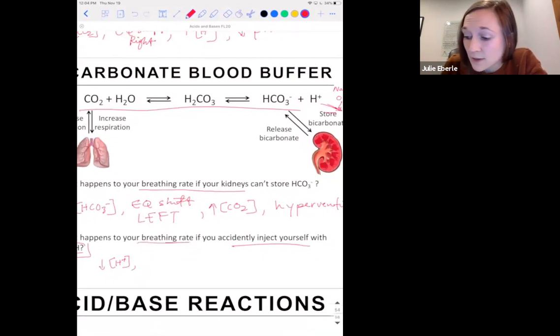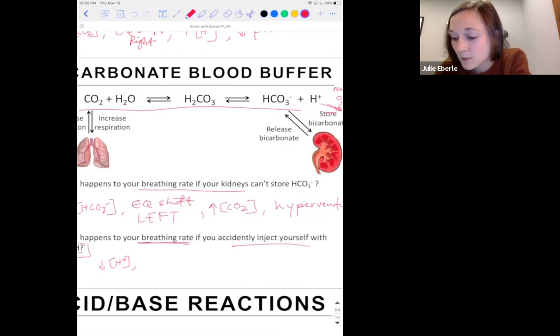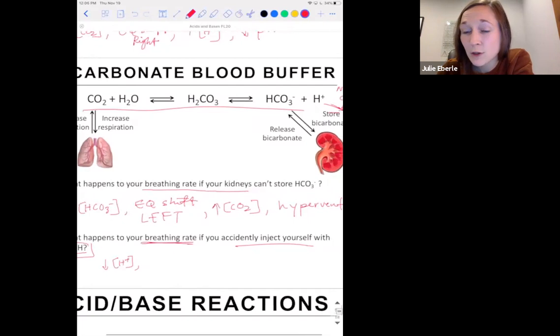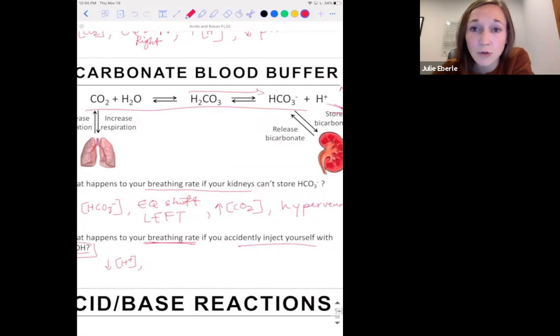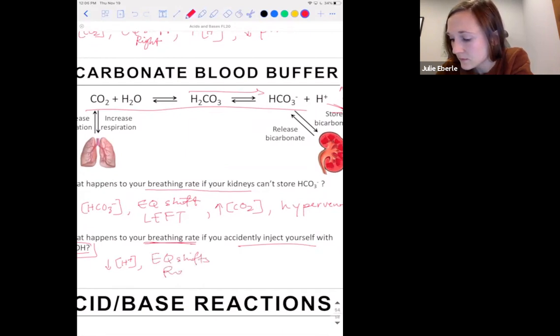All right, and the question is here, what's going to happen to our breathing rate? Not what happens to pH, but what happens to our breathing rate? Well, if we're losing H+, our blood pH is suddenly increasing, and our body doesn't want our blood pH to increase. So we can shift equilibrium this way to the right, to replace the H+ that this sodium hydroxide is using up. And if equilibrium shifts right, the concentration of CO2, what's going to happen to that? We're going to lose it. We're going to decrease the amount of CO2 in our blood.